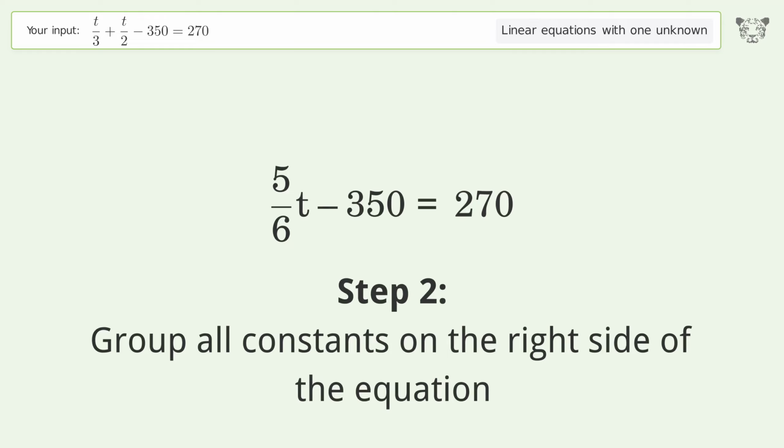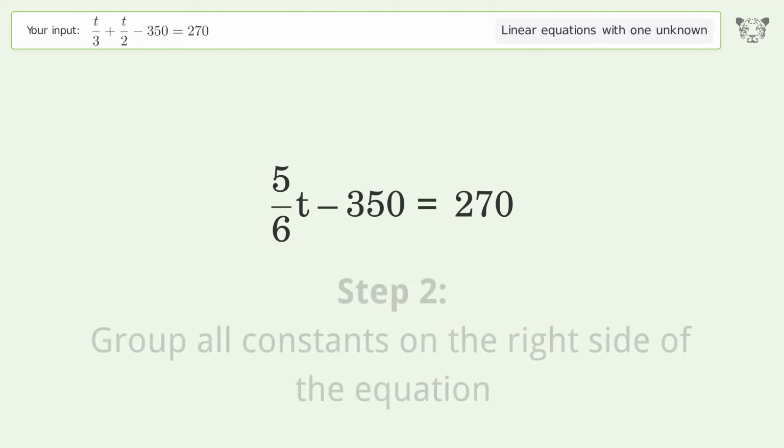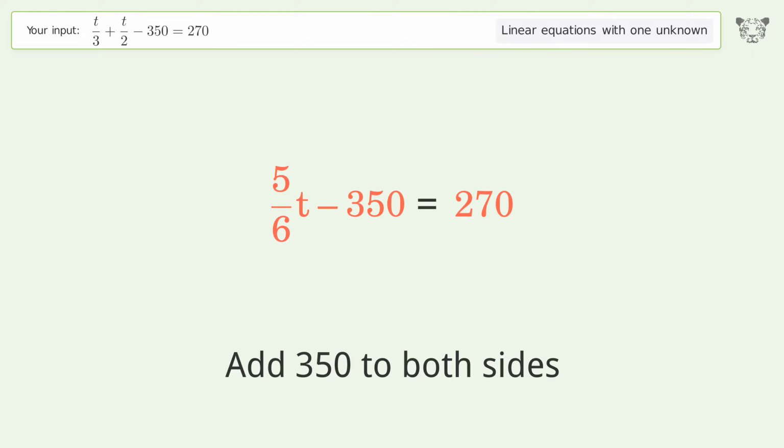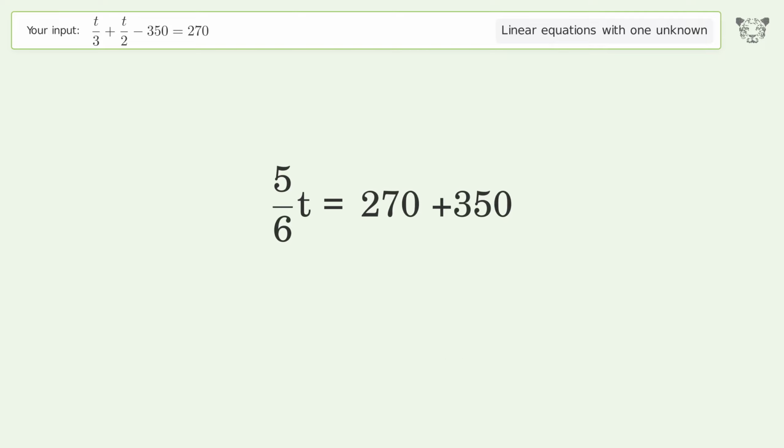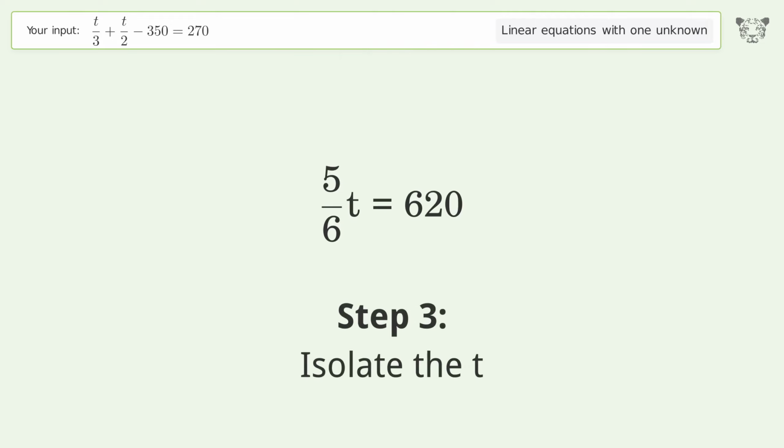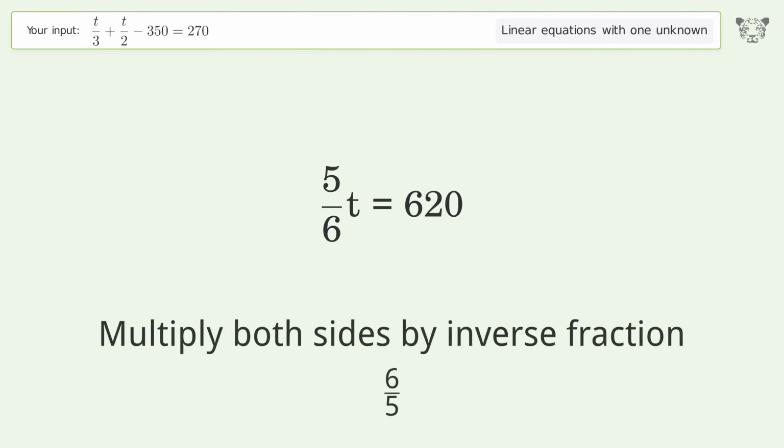Group all constants on the right side of the equation. Add 350 to both sides. Simplify the arithmetic. Isolate the t. Multiply both sides by inverse fraction 6/5.